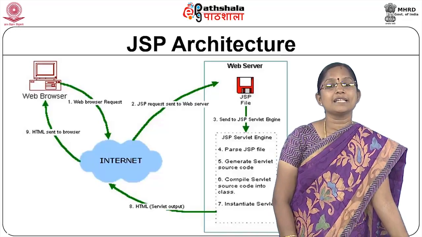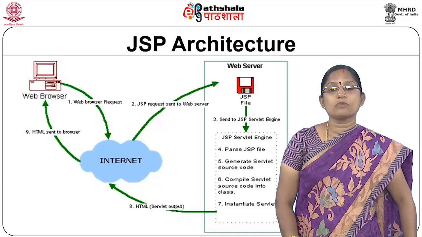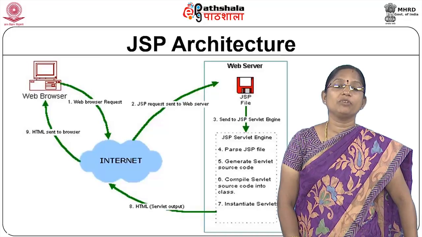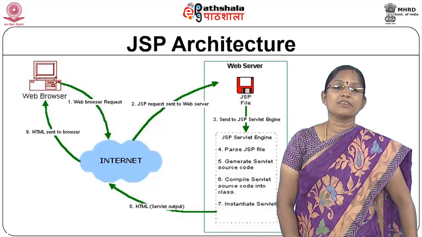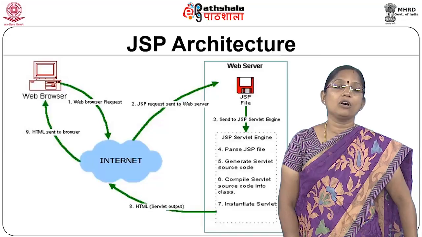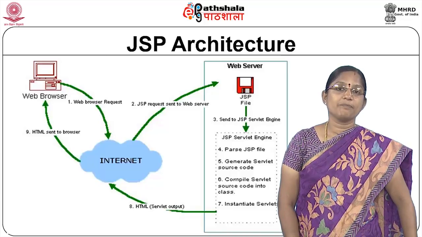Once the servlet is executed, the response object gets created. The response is basically the HTML response, which we send as the servlet output. Once the HTML response has been generated in step 8, via the internet, again in step 9, it reaches back to the web browser as a display or output. So this is how the generation of dynamic web pages can be done through JSP. This is our JSP architecture.